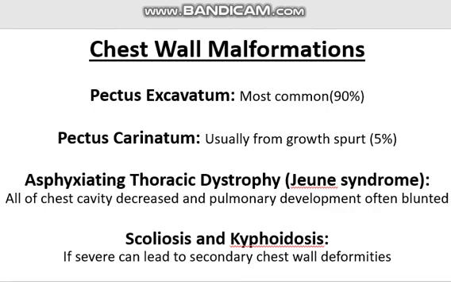Chest wall malformations. Pectus excavatum, which is most common. Pectus carinatum, which is usually from growth spurt. Asphyxiating thoracic dystrophy, which is where all of the chest cavity is decreased and pulmonary development is often blunted. Scoliosis and kyphosis, if severe, can lead to secondary chest wall deformities.